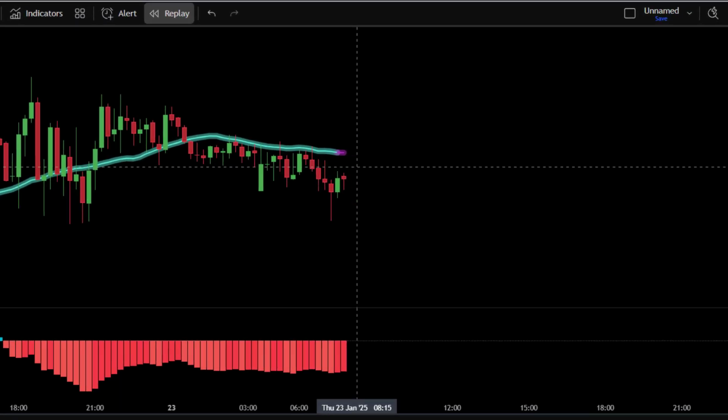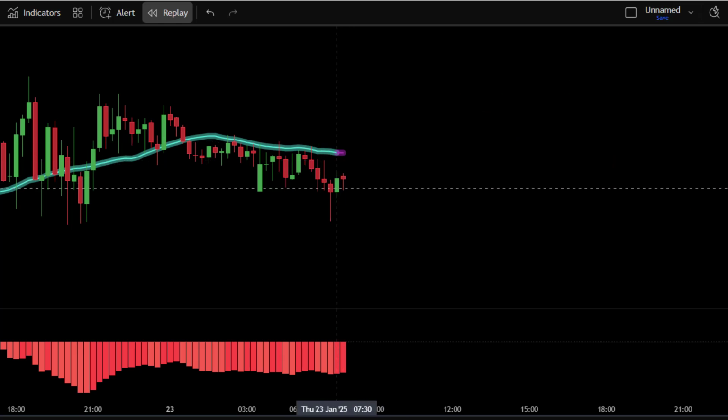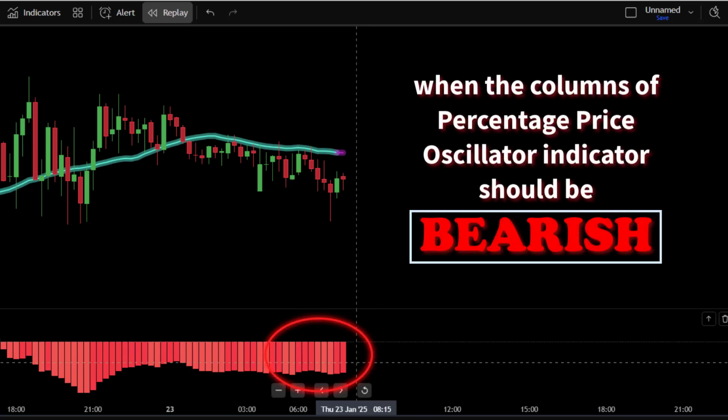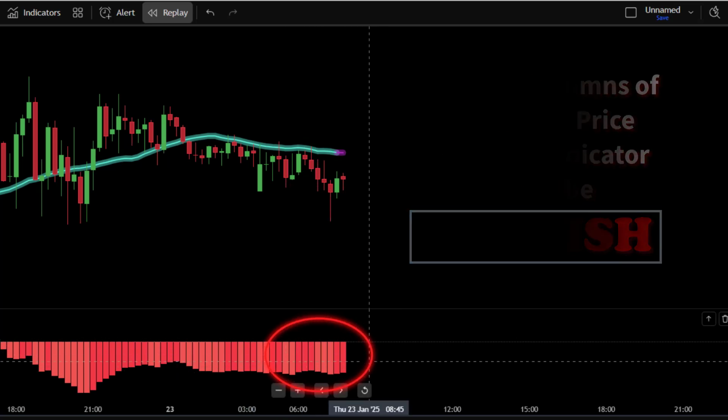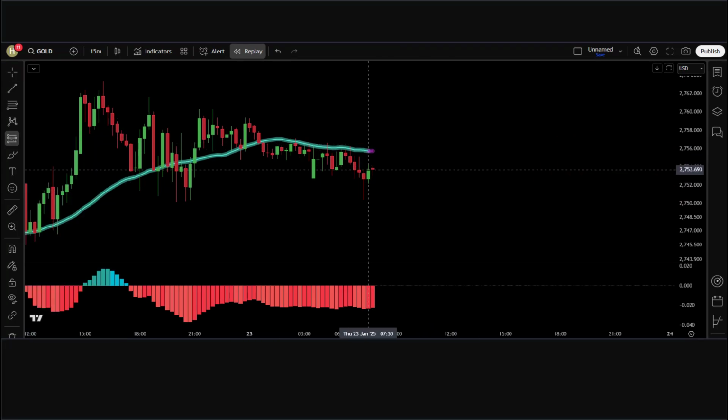Now, let's understand the concept where we will take buy and sell trades based on their conditions. When the Z-score flow indicator makes a purple score mean line, when the market has formed a bearish candle, and when the columns of percentage price oscillator indicator are bearish, if this condition is fulfilled, then we will place a sell order.